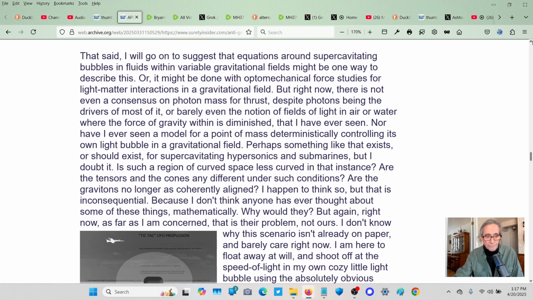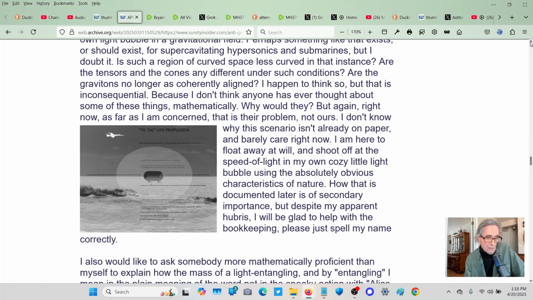That said, I will go on to suggest that equations around supercavitating bubbles and fluids with invariable gravitational fields might be one way to describe this. Or it might be done with optomechanical force studies for light-matter interactions in a gravitational field. But right now there's not even a consensus on photon mass for thrust, despite photons being the drivers of most of it, or barely even the notion of fields of light in air or water where the force of gravity within is diminished that I have ever seen. Nor have I ever seen a model for a point of mass deterministically controlling its own light bubble in a gravitational field. Perhaps something like that exists, or should exist, wink, for supercavitating hypersonics and submarines, but I doubt it.